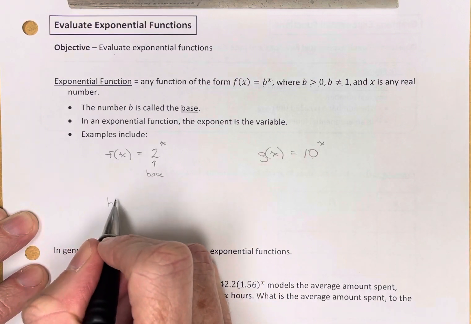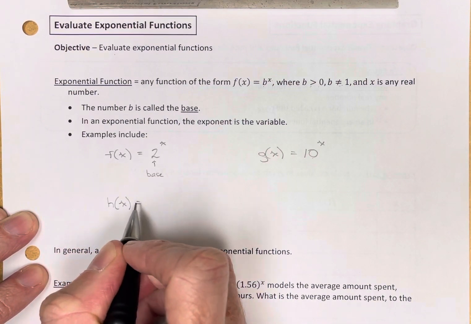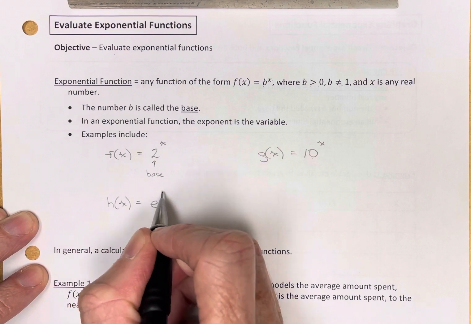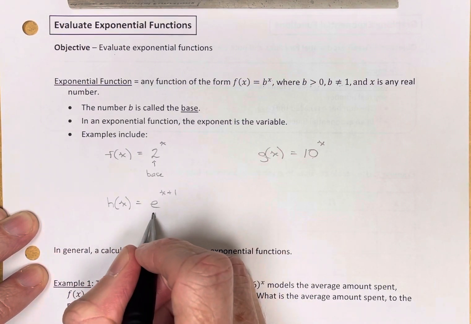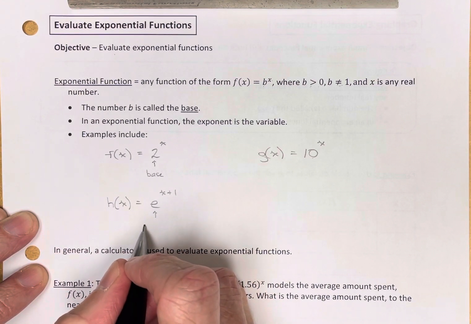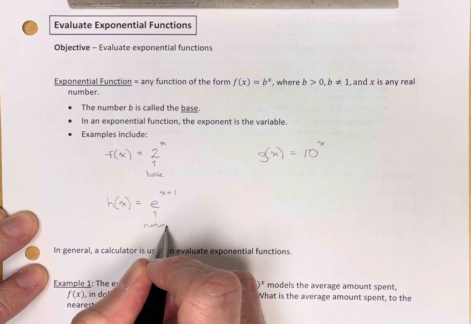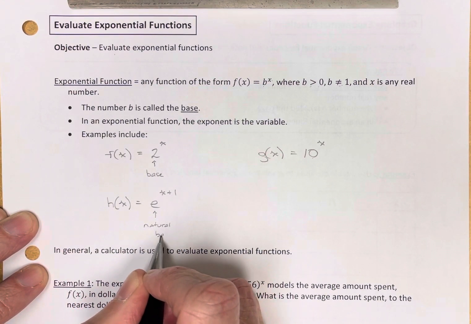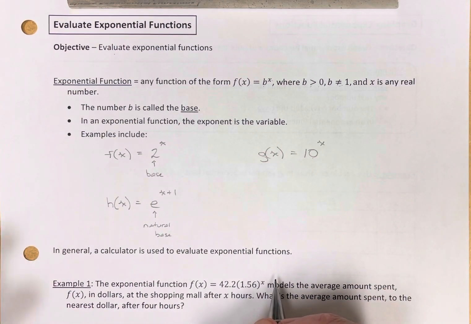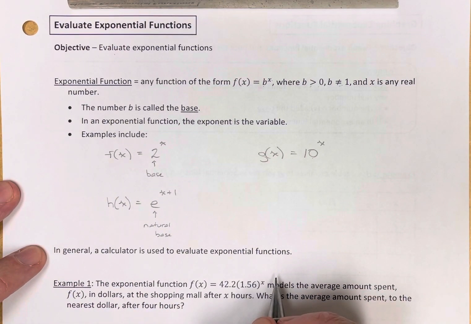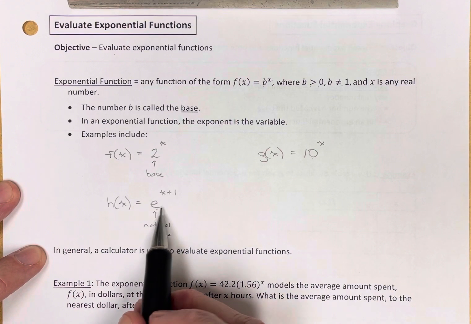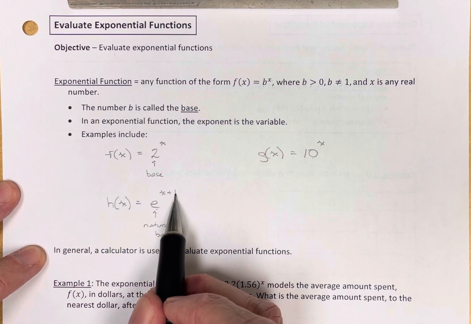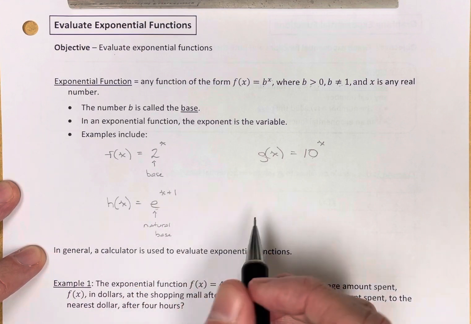How about h of x is equal to e to the x plus 1. E is called the natural base. E is Euler's number, 2.71828 or something like that. But the base here is e, and the exponent is x plus 1. So you have a variable in your exponent.